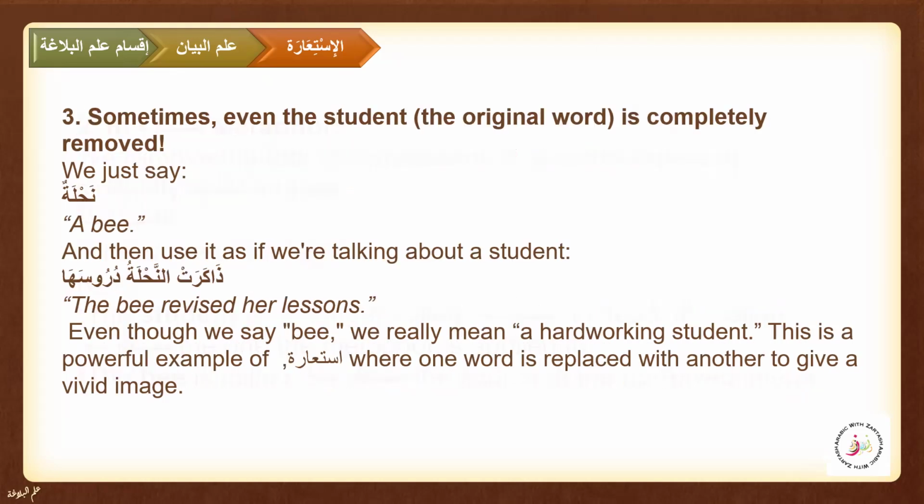So this is the beauty of istiara, as we were talking about zakarat an-nahla durusaha. We can see the bee revised her lesson. So even though we say bee, we really mean a hardworking student. This is a very powerful example of istiara to understand what this metaphor is all about. We are removing everything, like the wajh shabah, the adat, the tashbih, and also the mushabbah bihi. So what's left are the terms mustarun lahu and mustarun minhu. This is what we are going to memorize for al-istiara.